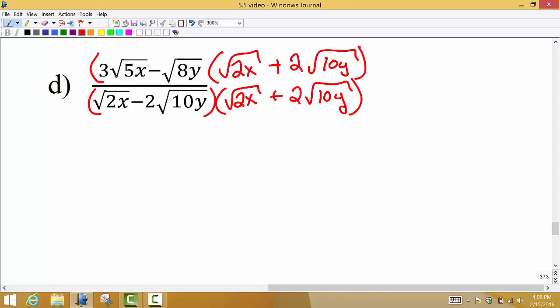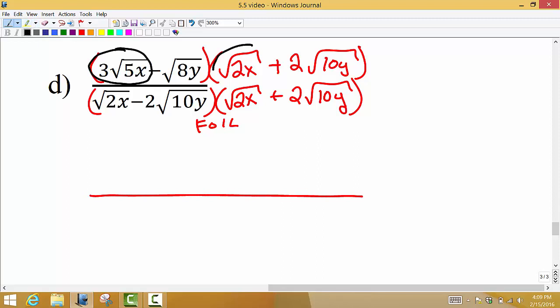Now, in both cases, we are multiplying two terms times two terms, so this is FOIL. I'm going to go ahead and just draw my fraction, and I'm going to start at the top. So we're going to take the first term from both, and we're going to multiply them together. So we're going to get 3, that's on the outside, and we have 5x and 2x on the inside, so they're going to multiply together, and we're going to stay on the inside.